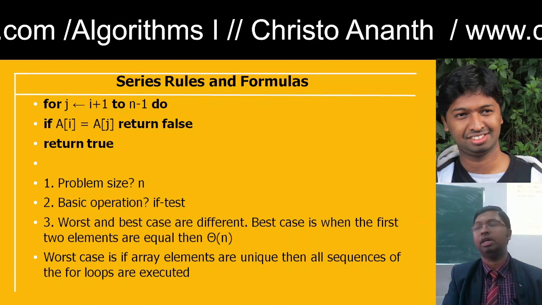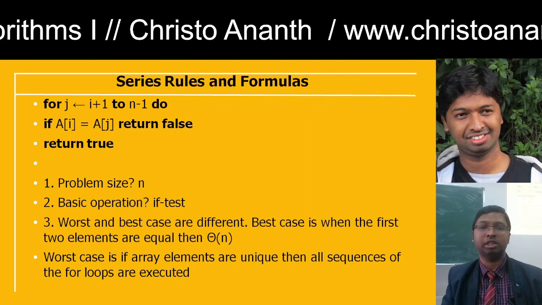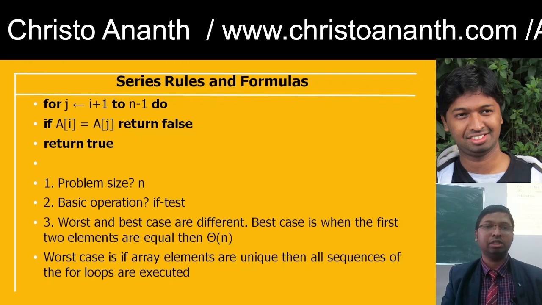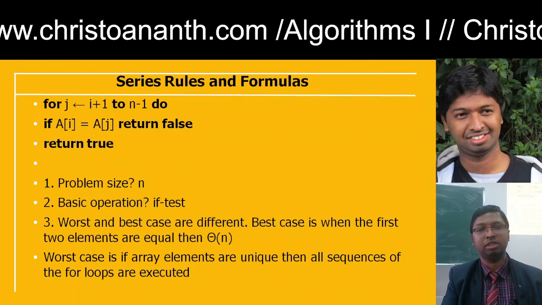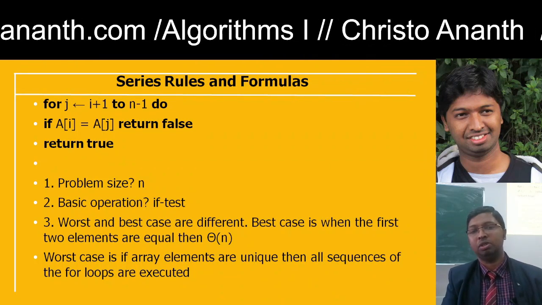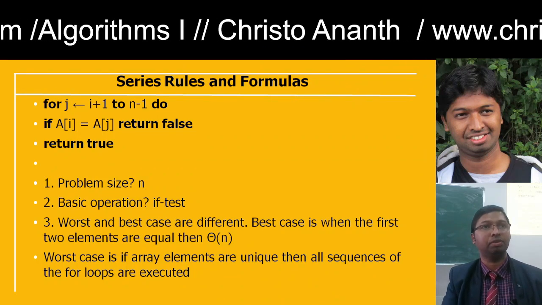If A[i] is equal to A[j], then you return false. Else, you return true. So here also you specify the problem size and basic operation. The worst case and best case for this are different.